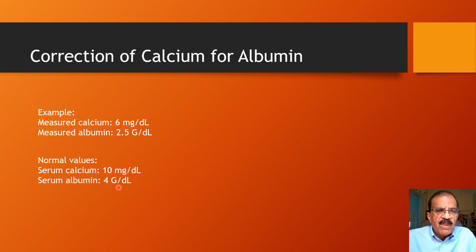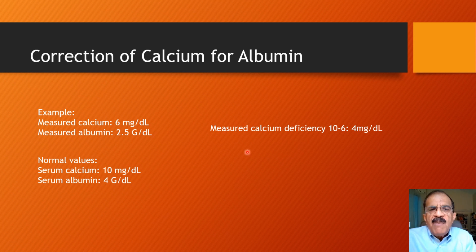Of course, there is a range, but suppose we expect it to be 10 milligram per deciliter, and we expect albumin to be 4. Okay, so the theory says if there is a change in albumin, there may be a change in measured calcium, but not in the ionized calcium. So the measured calcium should be 10 and the value shows 6. So the measured deficiency is 4 milligram per deciliter. When it comes to calcium, a 4 milligram deficiency is very, very significant, a very severe deficiency.